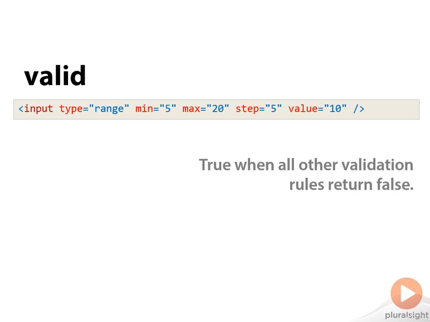Now that you know a little bit more about the built-in validation rules, you'll see how I use them in order to provide custom messages to the user based off of the type of rule that's broken.